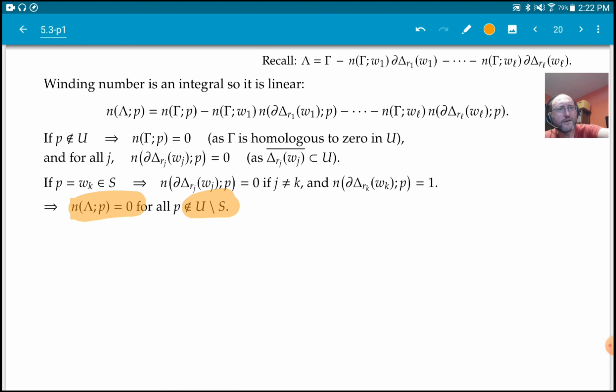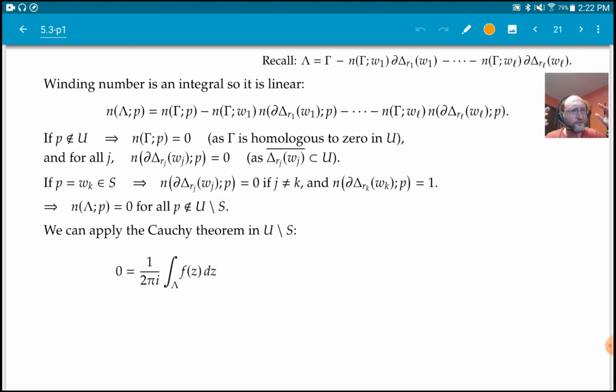All right. I was just worried there for a moment. Did I say lambda or gamma? I was getting those confused.